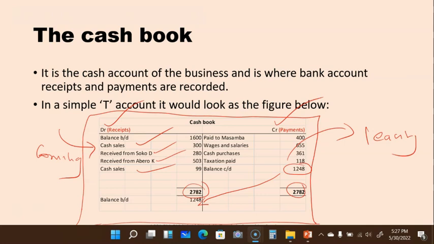Similarly, on the payment side, there is a payment to Mr. Masamba. That payment was given such a description to ensure that when we are updating our records, we would also be updating his account.